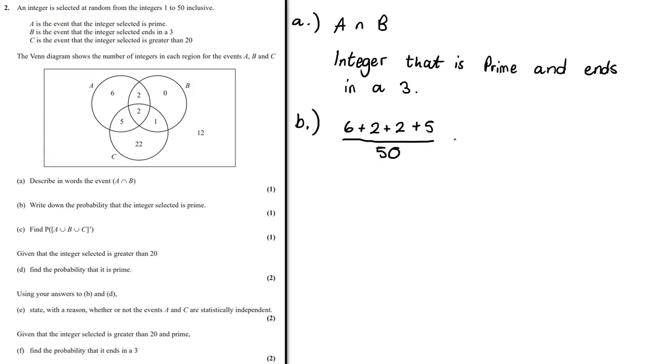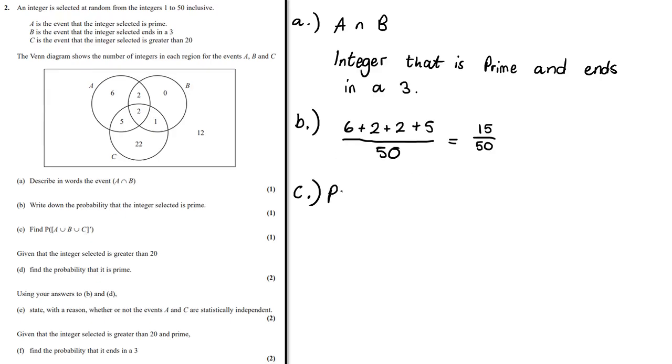Okay. So all we need to do now is simplify the numerator here. So 6 plus 2 is 8, plus another 2 is 10, plus the 5 gives us 15 over 50 there. Okay. So that's all we need to do for part B. For part C then, it is only 1 mark, and it might look a little bit trickier based on the notation here than it needs to.